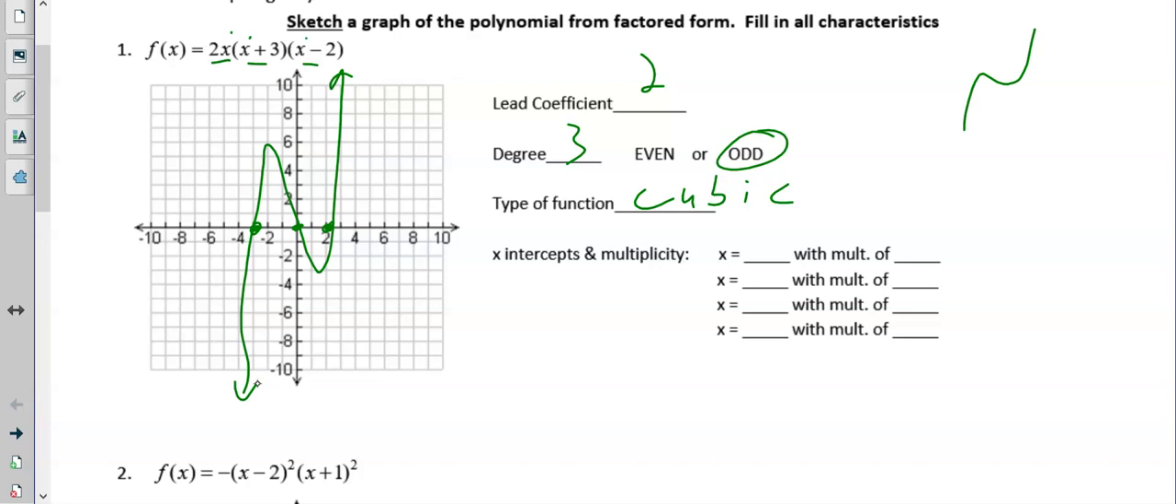Now, on multiplicity, we look at the x-intercepts, which are, again, -3, 0, and 2. And since it goes through each one of them, it's a multiplicity of 1. There is no bouncing.